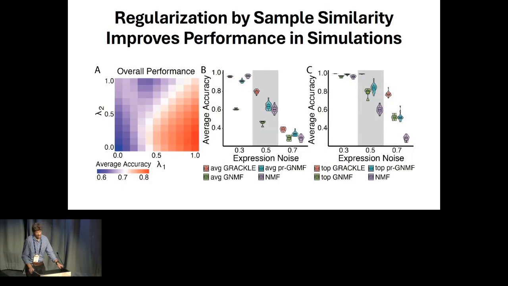And that's shown in the heat map in panel A, where lambda1 represents the sample similarity regularization effect, lambda2 the gene similarity, and it's much more accurate the more sample similarity regularization applied. Another thing that we observed is that overall, if we look at the average accuracy over all parameters, adding any graph regularization helped the algorithm perform better.